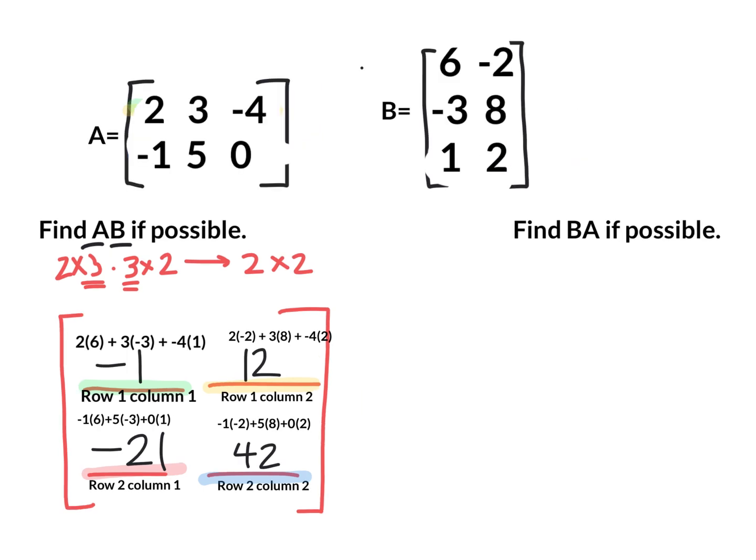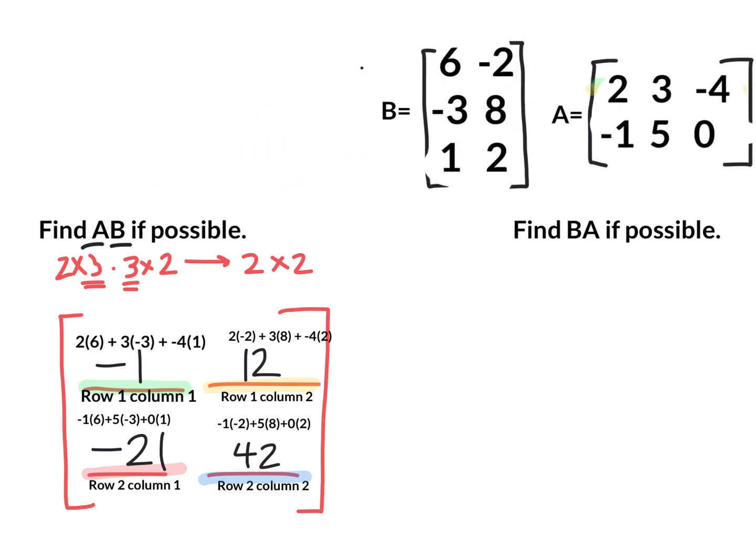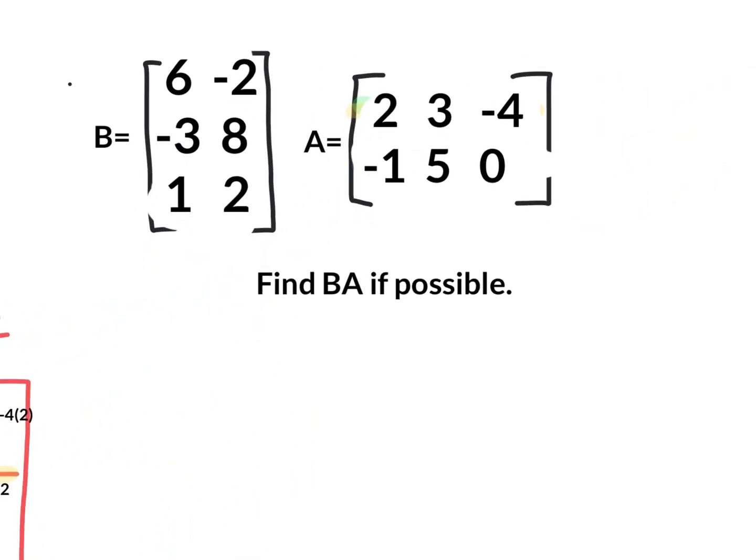Okay, so now we're going to do B times A, which means we need to switch the order. I'm going to move A to this side. In your notes, I would encourage you to recopy these questions in this order, B times A. The first thing we're going to do is check our dimensions to see if this is even a possible operation. If I do B times A, B is a 3 by 2, and A is a 2 by 3.